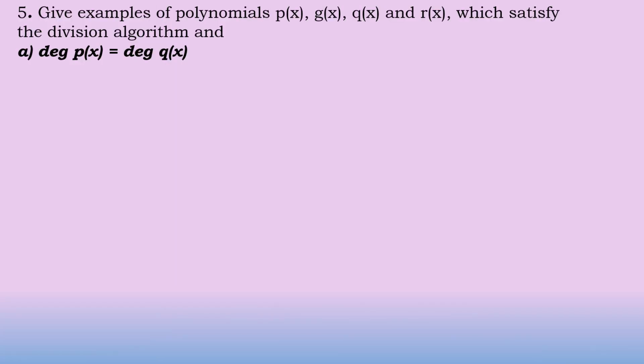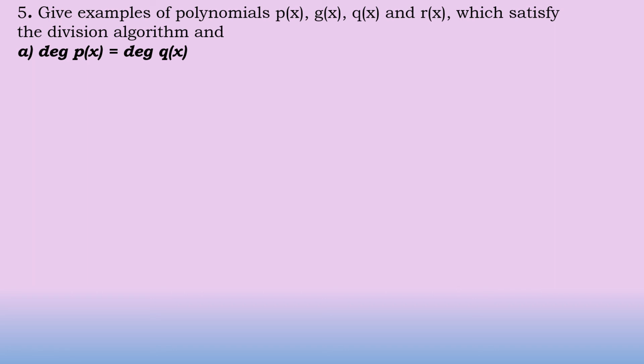Now we are asked to give examples of polynomials p of x, g of x, q of x and r of x which satisfy the division algorithm, and degree of p of x should be equal to degree of q of x.